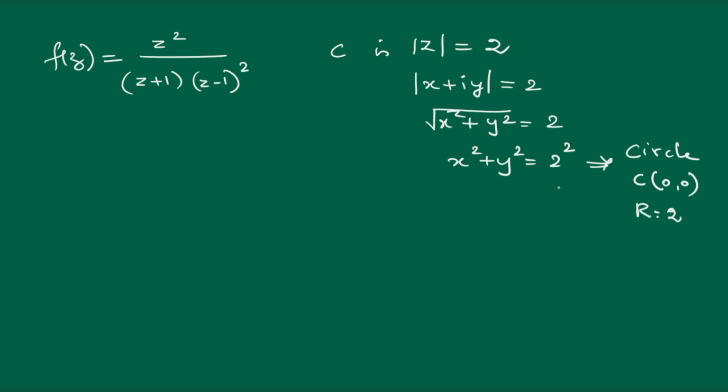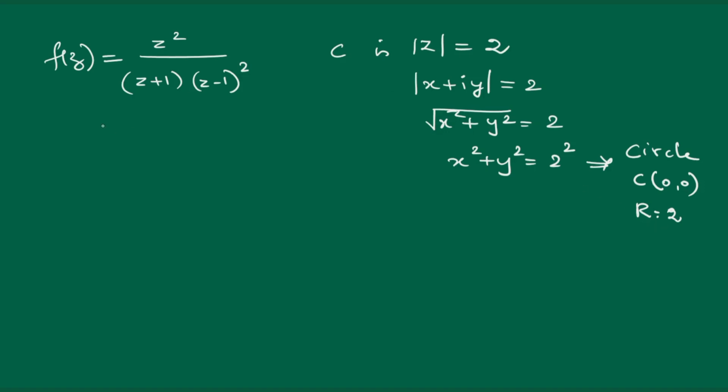So this is a circle with center origin and radius 2. Whenever you come across modulus of z, it means a circle with center origin. If it is 2, the radius is 2. If it is 1, the radius is 1. In general, we can remember that modulus of z equal to a means a circle with center origin and radius a. So here it is a circle with center origin and radius 2.